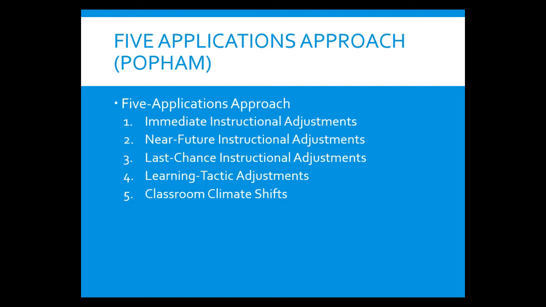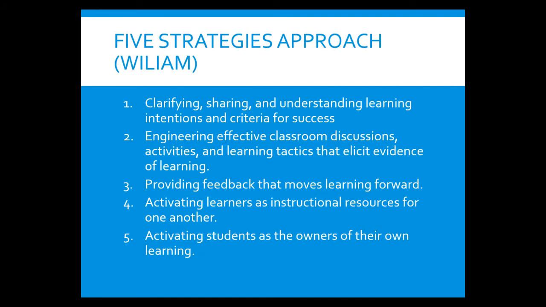And then fifth, we can distinguish classroom climate shifts. This is where you're really looking at the culture of the classroom and using evidence from assessment to change that. Now, in my opinion, it's really dangerous to do classroom climate shifts with formal assessments. You really want to be thinking in terms of the way that students are interacting with each other around very informal assessments of student discourse. Now, Dylan Wiliam has recently introduced his 5 strategies approach, and I really like this one myself.